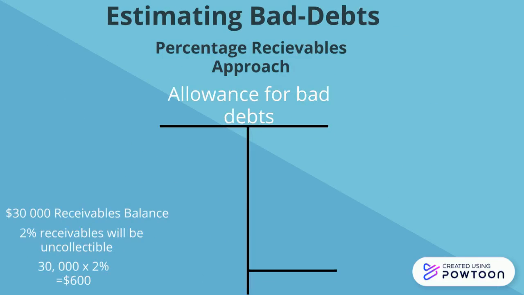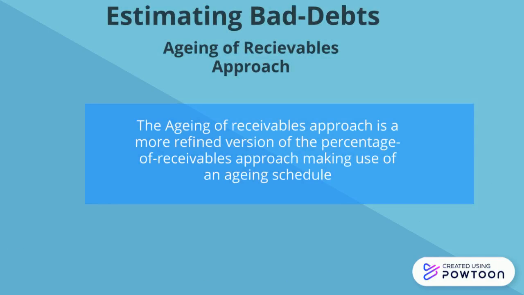So how do we get this adjusting entry? Well, let's assume that this company has a $100 credit balance. In order to get the $600 desired balance, we would have to credit $500. However, if it started with a $100 debit balance, then we would have to credit $700 to again get that $600 balance.